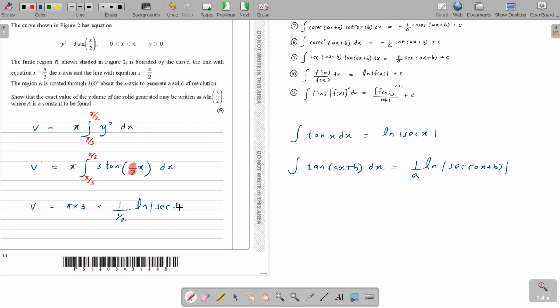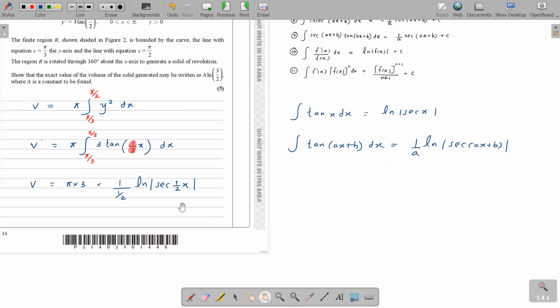sec half x. It's sec half x. It's extremely important you realize it's sec half x here, because it's not just sec x, because your original angle here is half x. It's going to be sec half x. Okay, there's no plus b here, so it's just the x coefficient, sec half x. Tan half x integrates to 1 over half ln sec half x. Okay, and then make sure you give your limits. Let's keep the 1 over half outside, from pi over 3 to pi over 2.